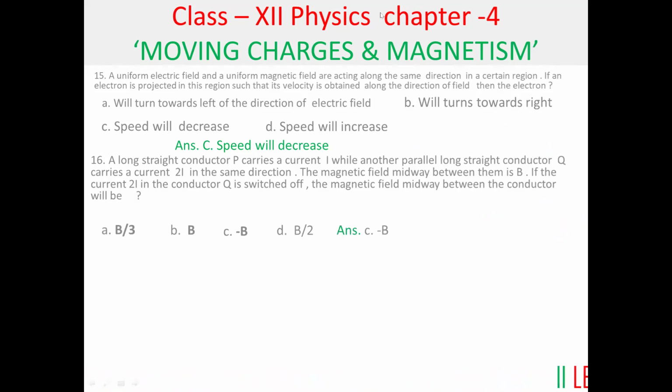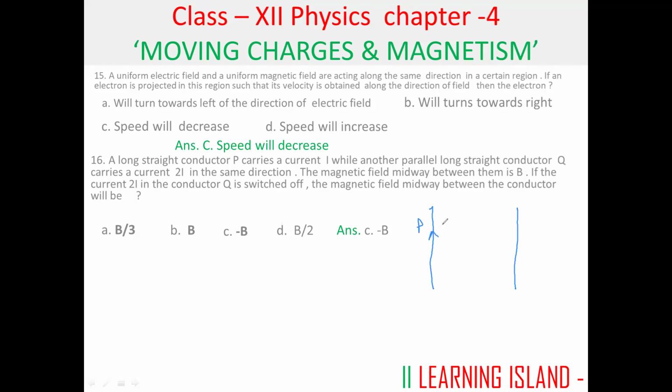So how has it come? First, suppose this is a wire, and this is another wire. The first wire is P, carrying a current I, and another wire parallel to it, Q, is carrying a current of 2I in the same direction. The magnetic field at the midpoint is B. If the current 2I in conductor Q is switched off, so suddenly this current becomes 0, then what will be the magnetic field? If it is 0, the magnetic field would be due to only the other current.